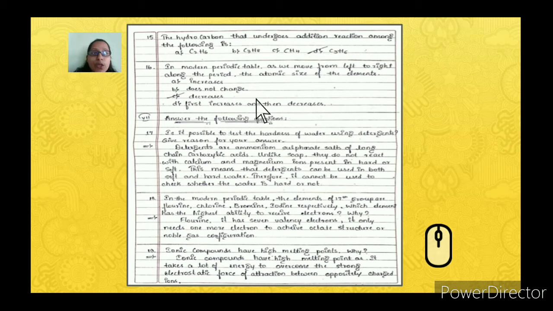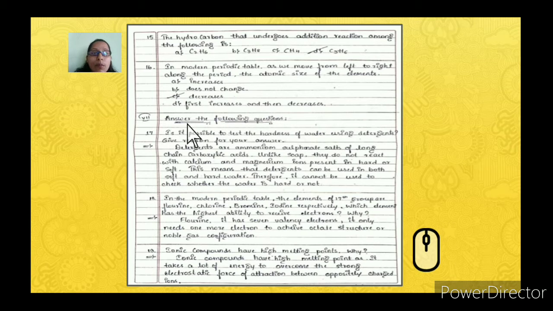Next question: in the modern periodic table, as we move from left to right along a period, what happens to the atomic size of the element? Atomic size decreases and atomic number increases. The options given are increases, does not change, decreases, first increases and then decreases. But your answer is decreases.